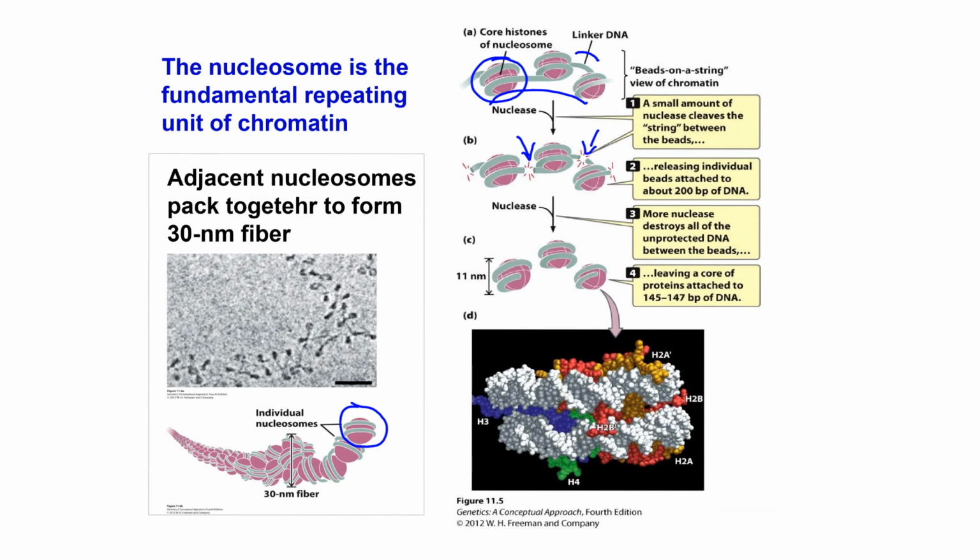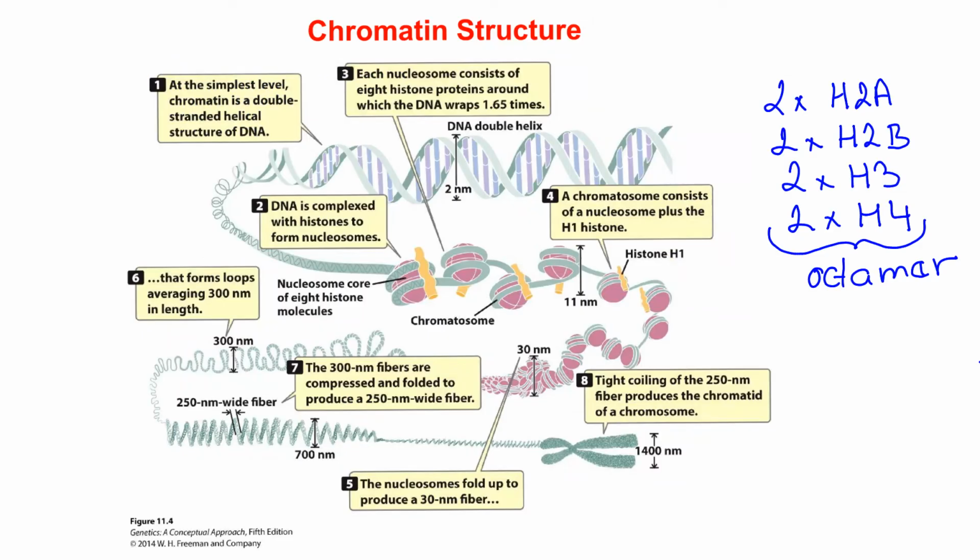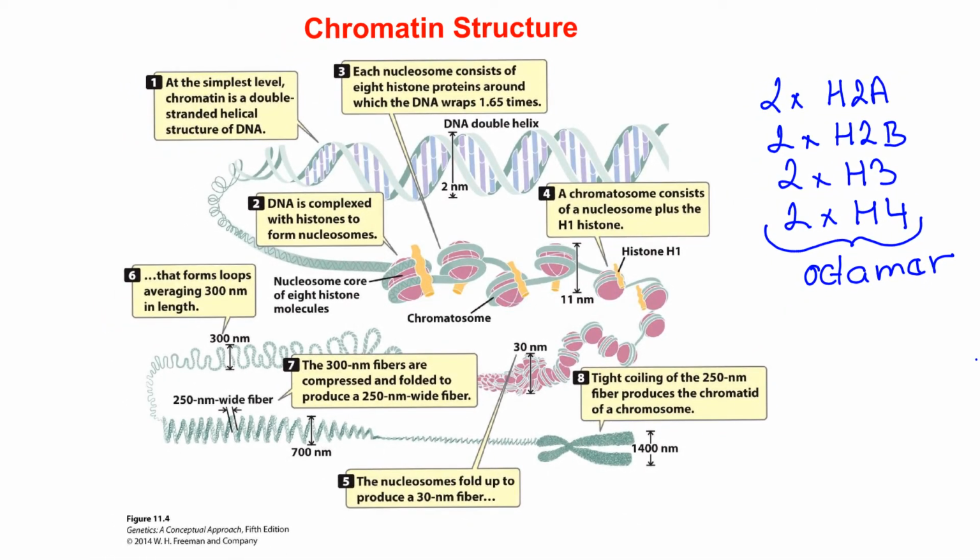So let's now review chromatin structure. We already talked about the primary and secondary structure of DNA, so let's talk about tertiary structure. The repeated unit of tertiary structure is the nucleosome. Nucleosome is formed by the octamer of histones, and DNA is wrapped around this octamer. So nucleosome is DNA wrapped around the octamer of histones. The octamer is formed by two H2A histones, two H2B histones, two H3 histones, and two H4 histones.